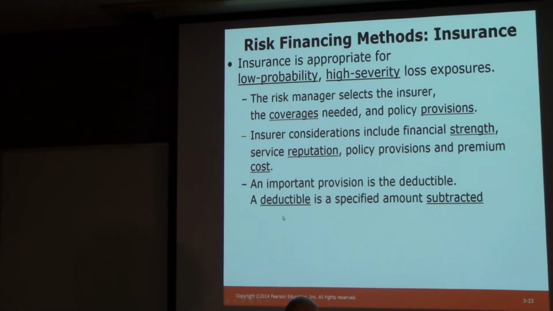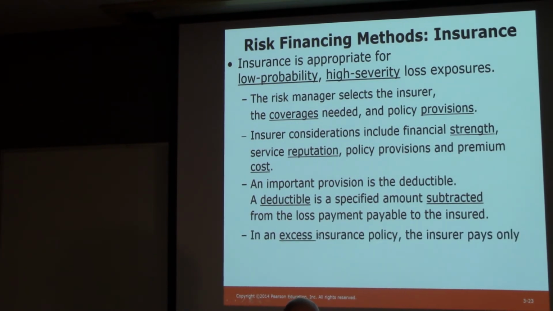Okay, so a deductible is a specified amount that is subtracted from the loss payment payable to the insured. So the deductible is an amount that you, the insured, have to pay for. The company may say anything above a certain amount we'll pay for, but that first $1,500 or $2,000 or $5,000, whatever it is that y'all agree on, comes out of your pocket. So you retain that amount of the dollar risk.